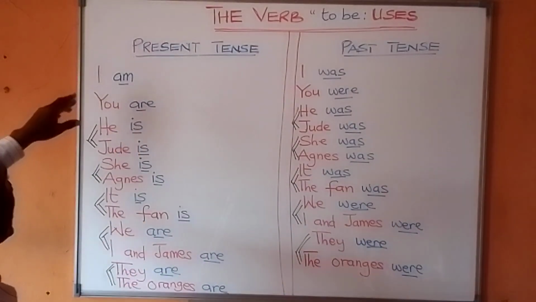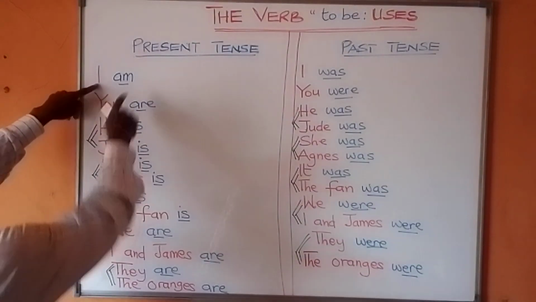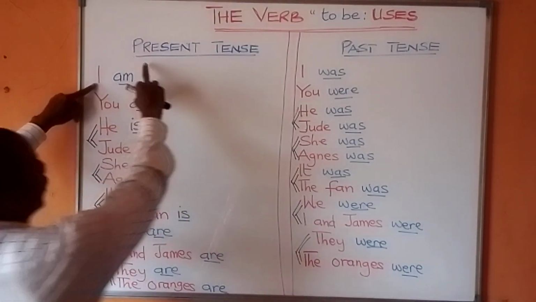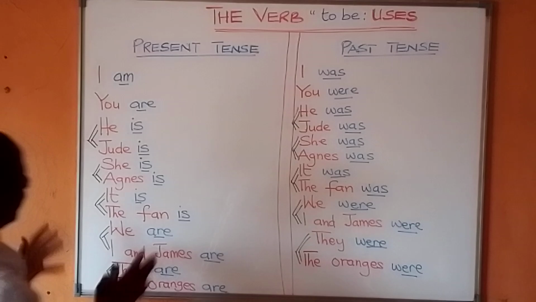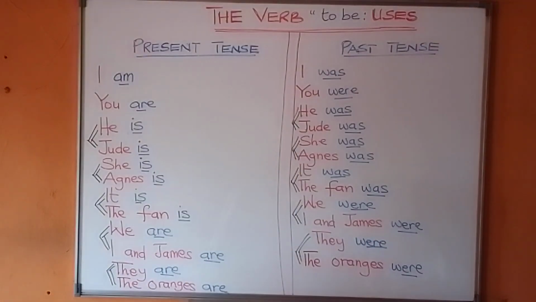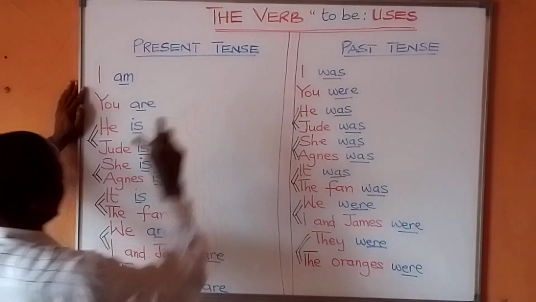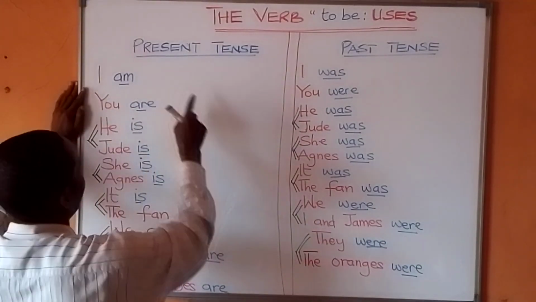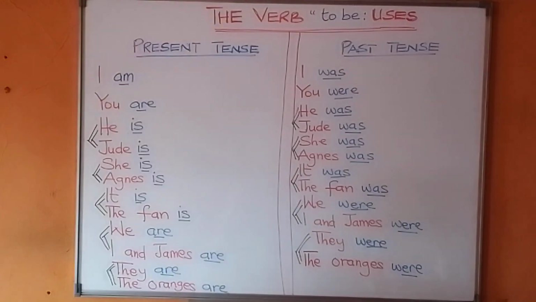Now when you look at here, you will see I am. We are looking at present tense. Anything you want to say in the present tense, you have the subject, you have the verb, and then you add the infinitive. So that is what we are going to do. If you are a newcomer, a beginner in English language, these are key things you need to know.